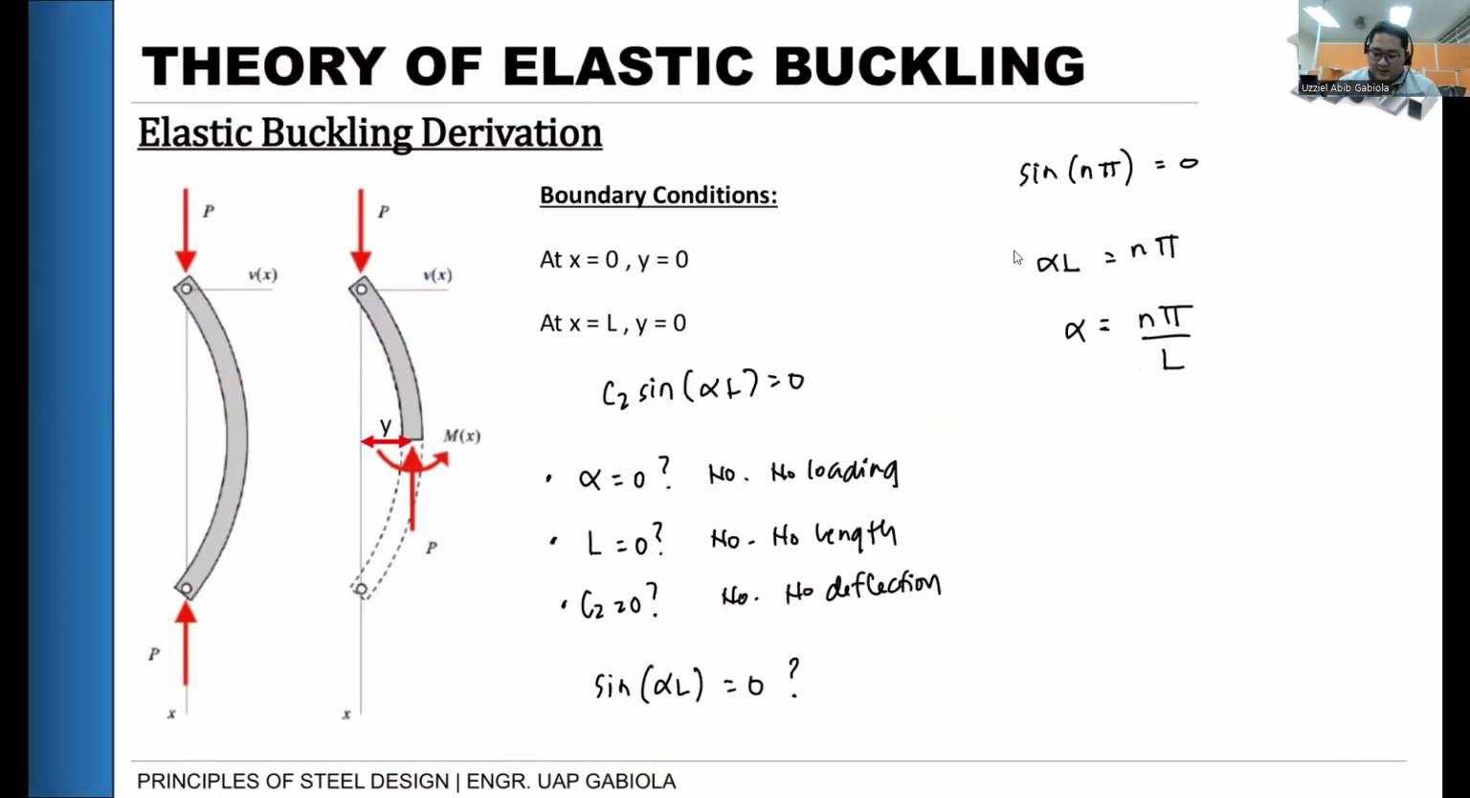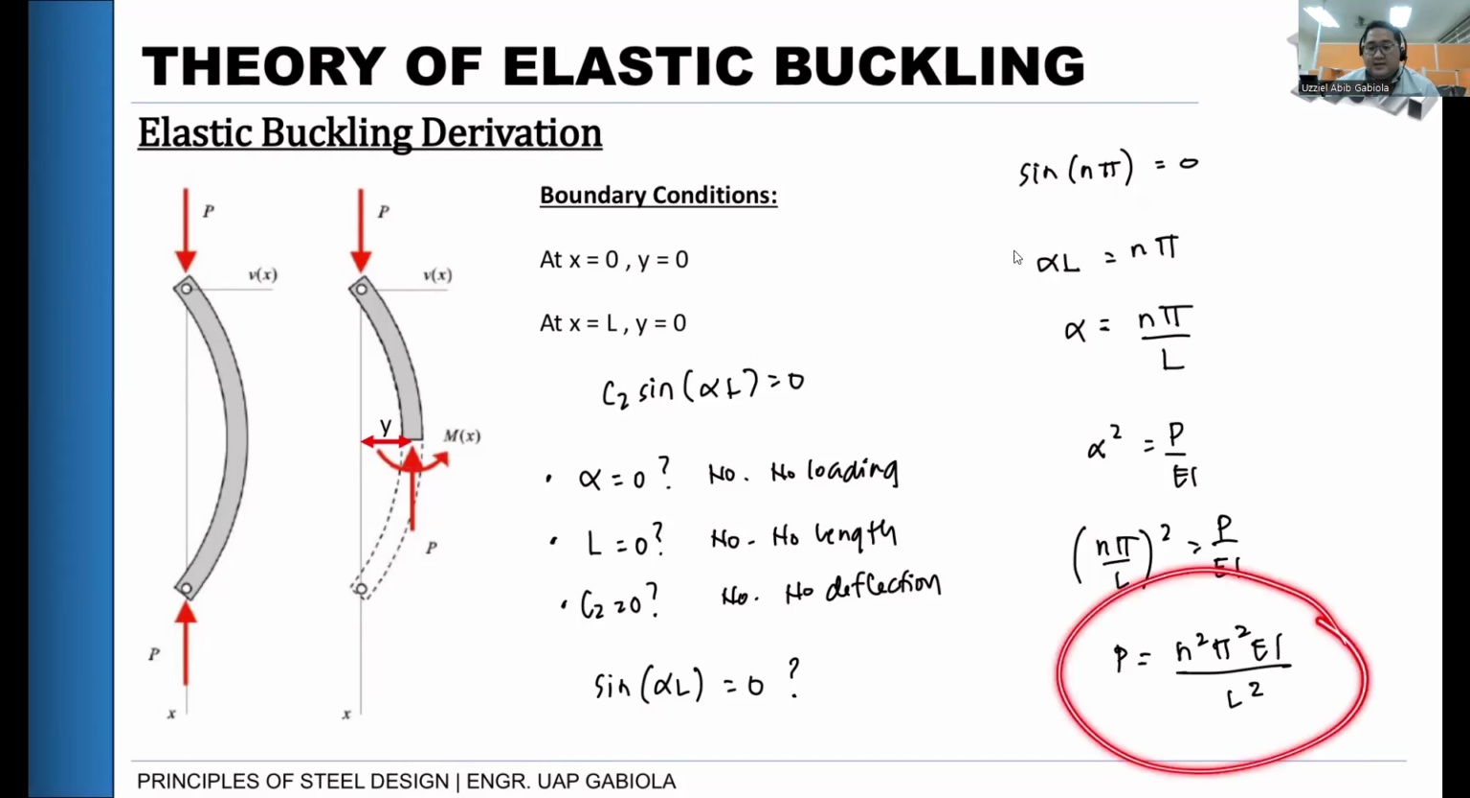Okay? So, we have alpha squared is equals to P over EI. So, substitute natin yung alpha, (n pi over L) squared is equals to P over EI. So, in terms ng P na lang, that will be n squared pi squared EI over L squared. Okay? And this is the equation ng P na mag-produce ng buckled shape dun sa column natin. So, ito yung hinahanap nating P.